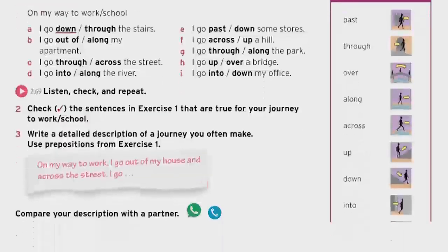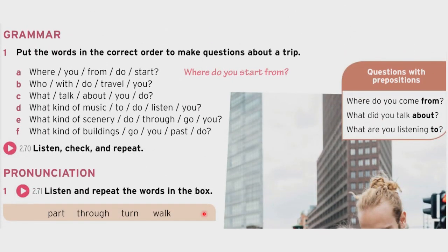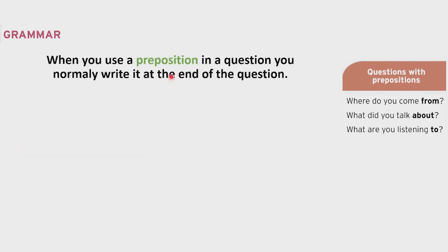Very good. Now, moving on, we have a grammar topic. This grammar topic is very easy because we're just gonna learn how to write questions with prepositions. When you use a preposition in a question, you normally write it at the end of the question. For example, when you say, I am from Reynosa, what will be the question for this answer? That's right. Where are you from? The preposition from is at the end.